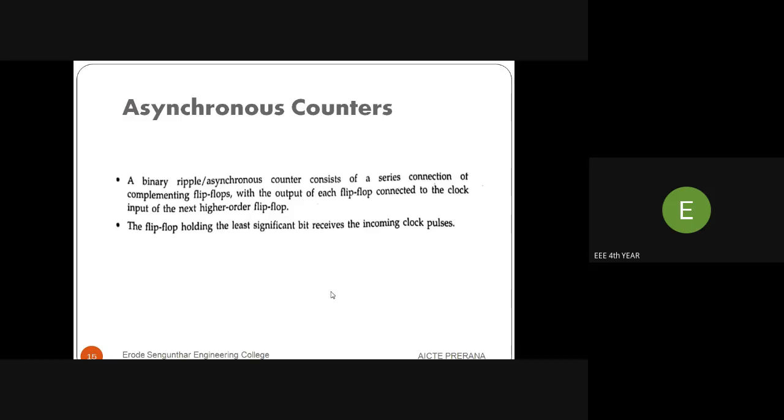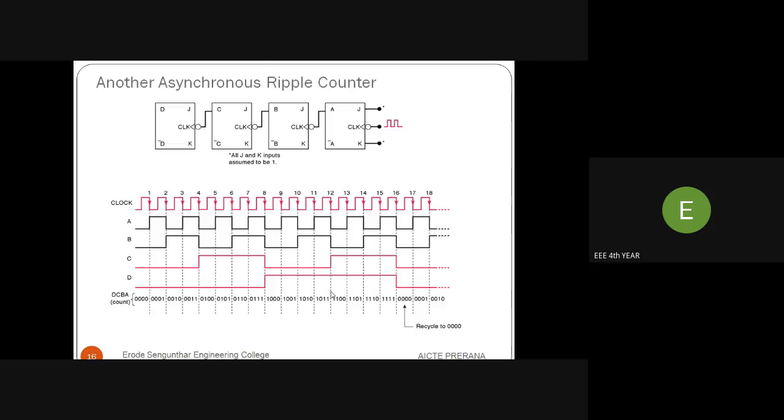The flip flop holding the least significant bit receives the incoming clock pulses. Okay, see, another asynchronous ripple counter.